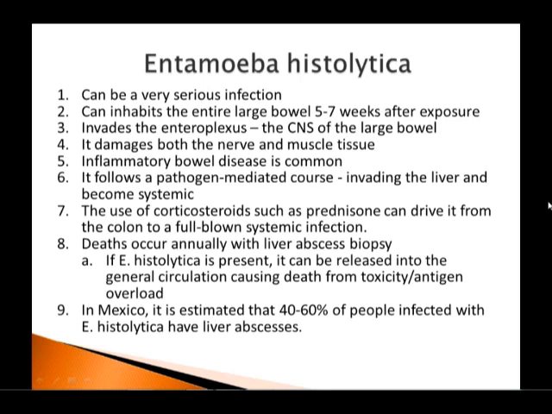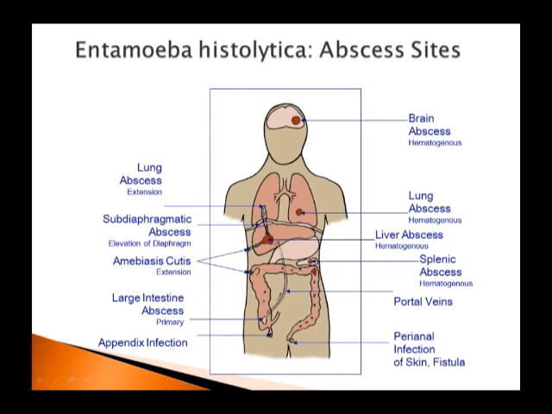So this is one parasite that, from my standpoint, when I do see it, I treat it with an antibiotic. They figure about 40 to 60% of the people in Mexico who are infected with Entamoeba histolytica have liver abscesses secondary to this parasite. It is a parasite that can go systemic. It's been found in the brain, the liver, in the lungs. So again, it's not something that I will just treat with herbs.